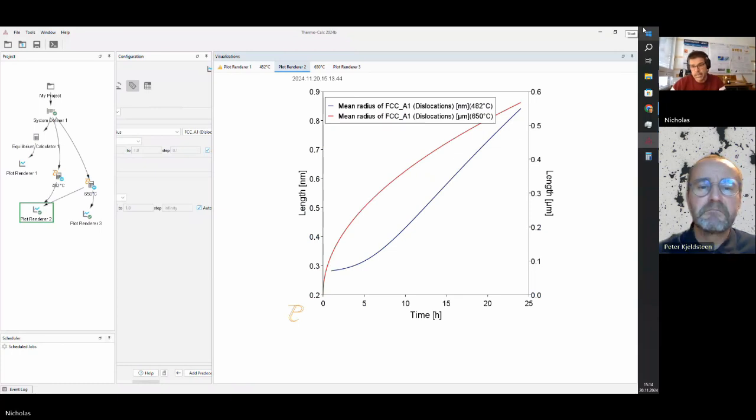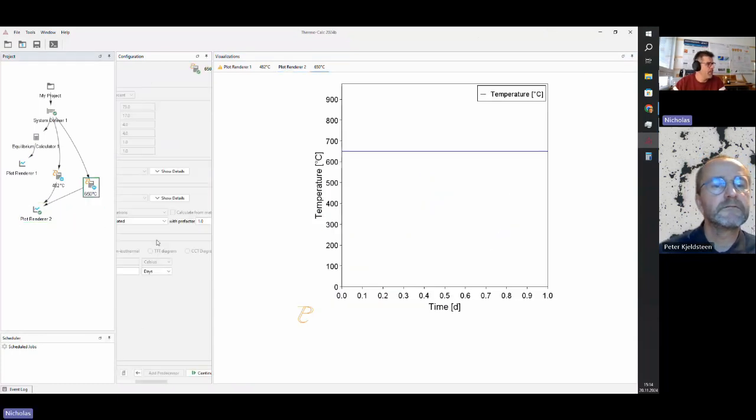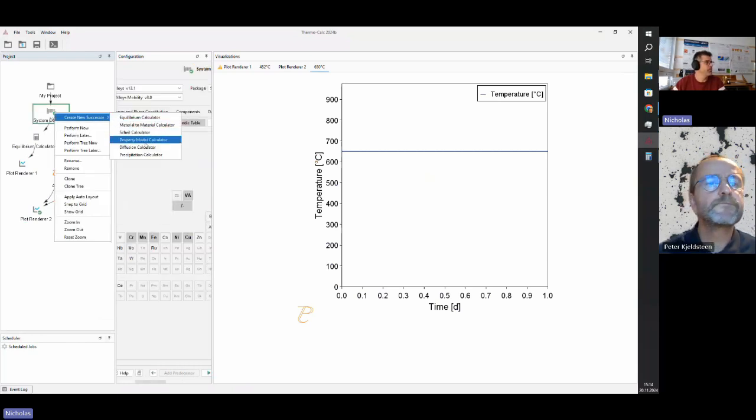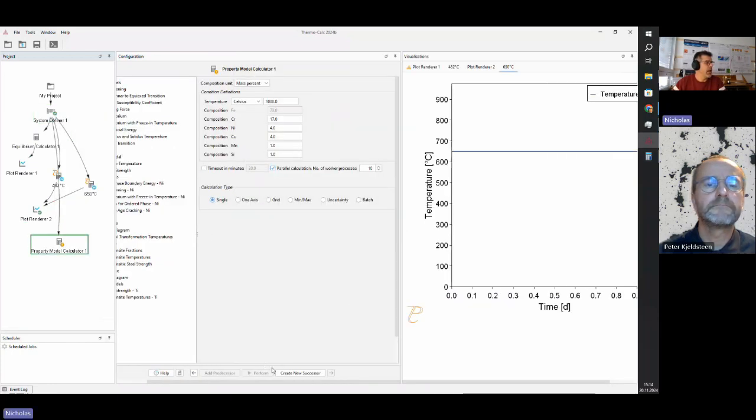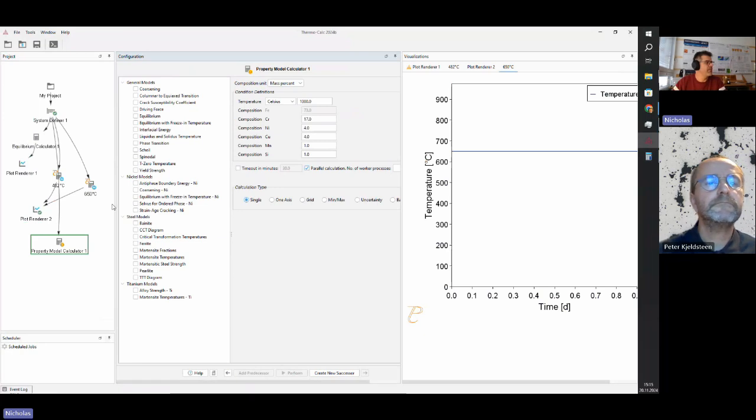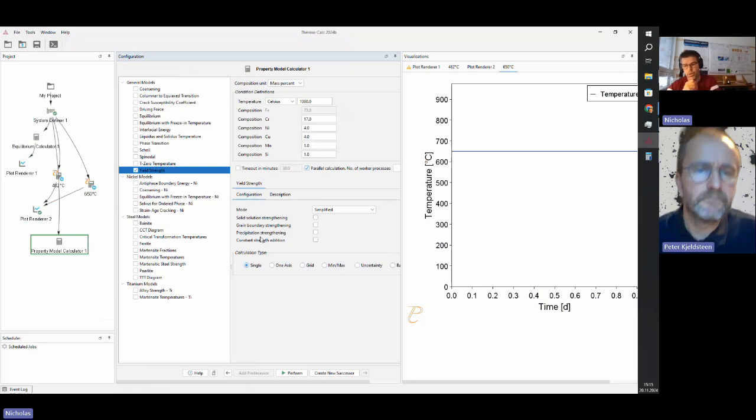Yeah. And if I have just a few more minutes, again, just something people maybe are not really aware of, but we are starting to make a whole bunch of these property models, we call them. And one thing we do have here is a yield strength model. So we could actually also just try with that alloy just to see what sort of a yield strength we get with that, right?